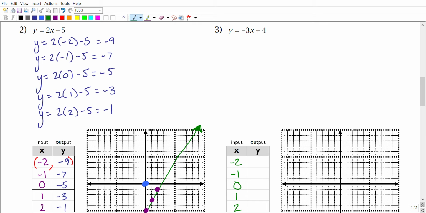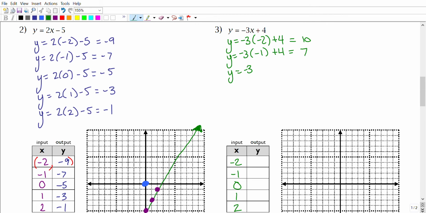All right, guys, let's go ahead and substitute these values into our function. Okay, so the first one I'm going to do, -2. Okay, so what do I get? Let's see. -3 times -2 is a +6, plus 4 gives me a 10. Right? -3 times -1, that's a +3, plus 4 is 7.